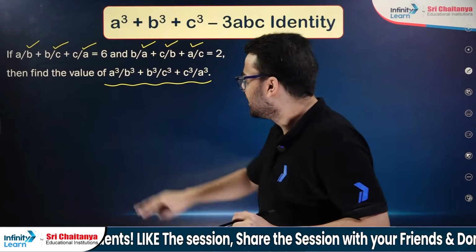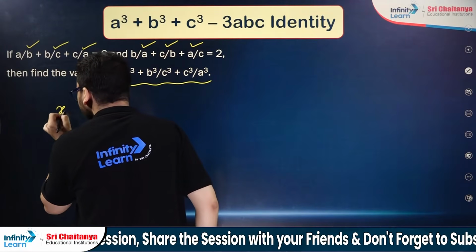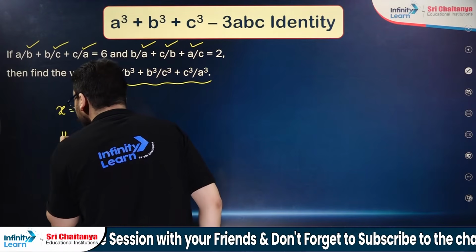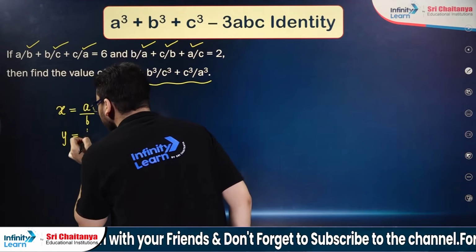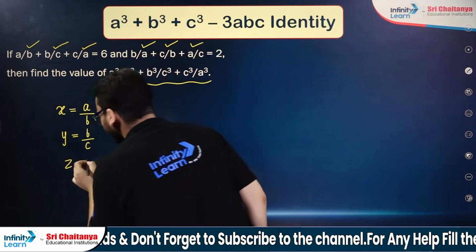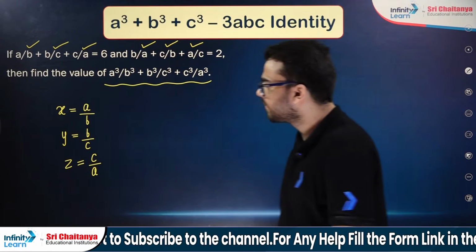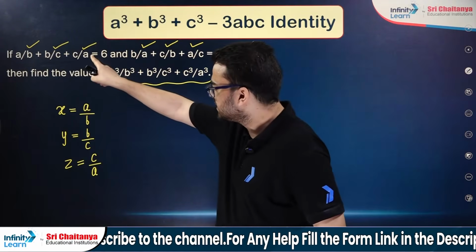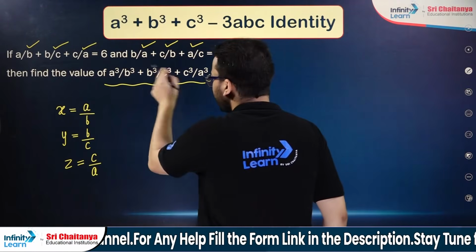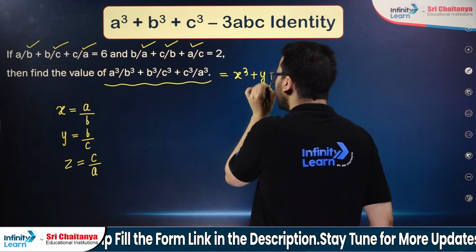See this, guys. The only thing you have to assume over here is, can I take x is equal to a by b? Can I take y is equal to b by c, and can I take z is equal to c by a over here? You see this, a by b, b by c, c by a. Correct? Now basically this will be what, guys? Then this is x cube plus y cube plus z cube over there.